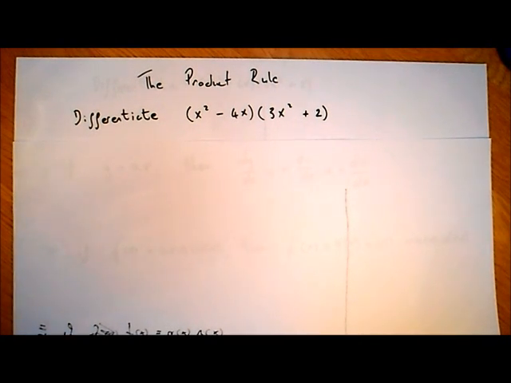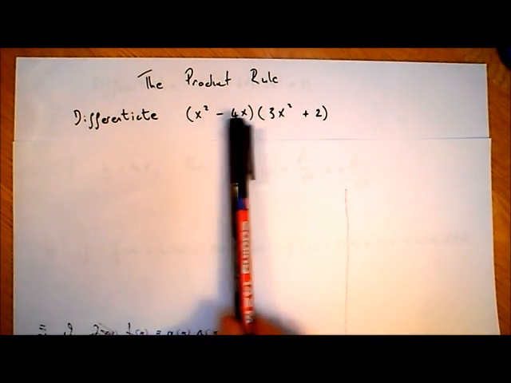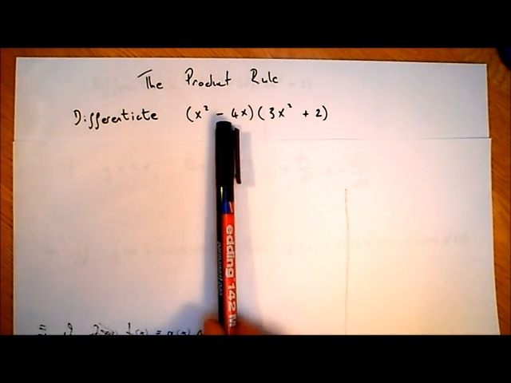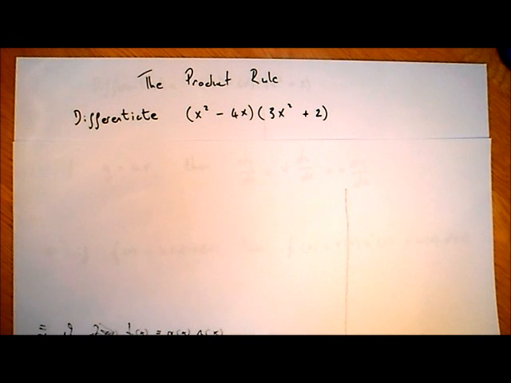Okay, let's have a look at what's called the product rule. And the product rule is used when we're asked to differentiate something that looks like this, where we've got something in brackets multiplied by something else. So we've got x squared minus 4x multiplied by 3x squared plus 2.